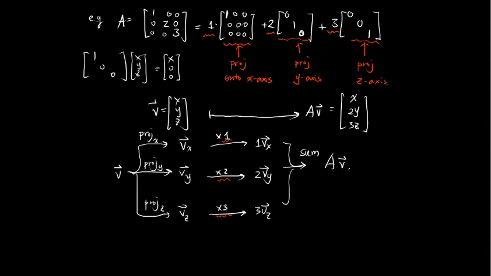And in fact, this one is actually x, 0, 0, and 0, y, 0, and 0, 0, z. And after doing the scaling individually and taking the sum, that's the same effect as multiplying by the matrix A.